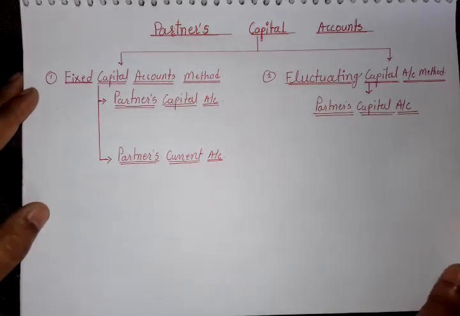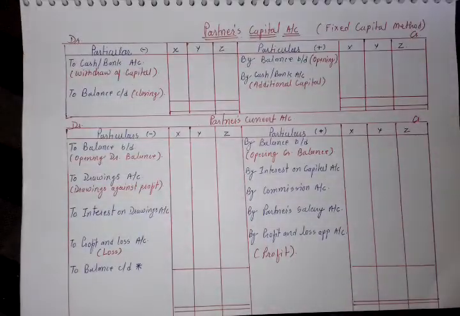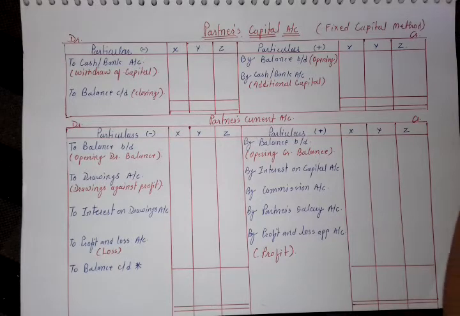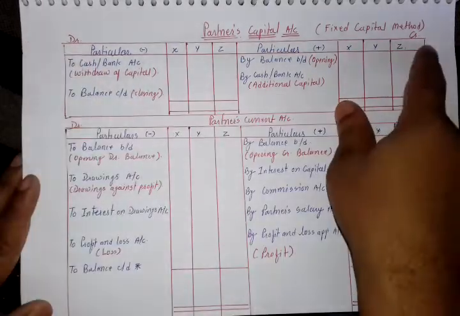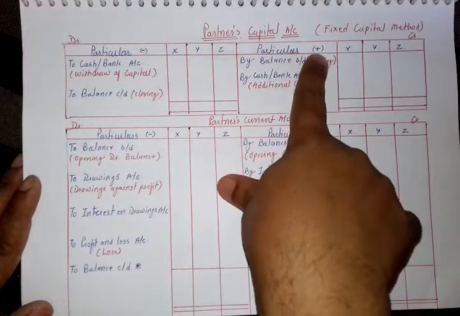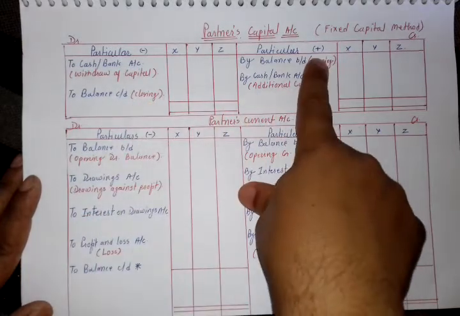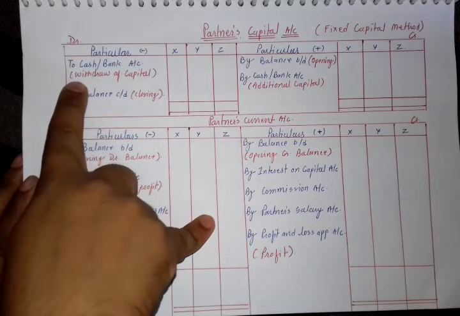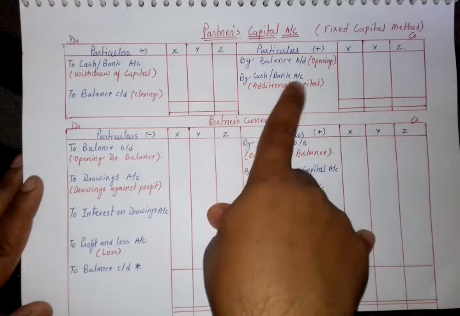See, what is the format of partners' capital account and partners' current account for fixed capital? So this is the format for the fixed capital method. Debit, credit as usual. Why did I write minus here and plus here? Minus means all losses and expenses, and plus means all gains and incomes. To cash at bank means withdrawal of capital. To bank balance means opening capital. By cash and bank, what does it mean?